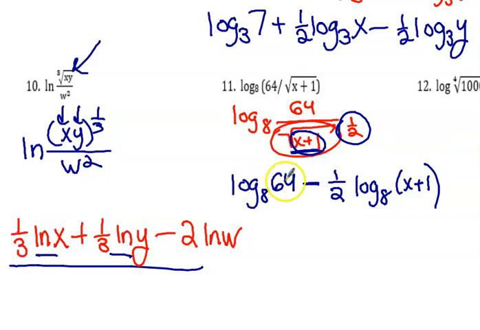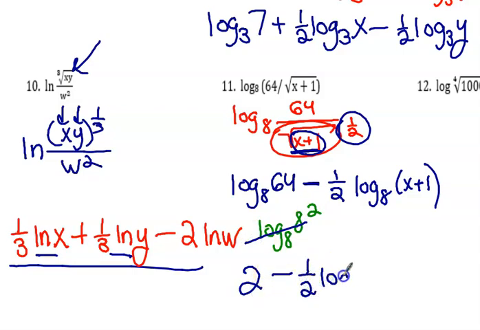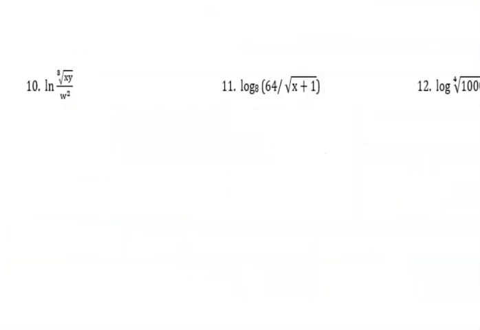All right, so log 8 of 64, well, 64 is 8 squared. So actually, this can cancel out, and I just have a 2 left over. And then I have 2 minus 1/2 log of 8, and then x plus 1. Again, this is one factor, so I can't break it apart. All right, moving on to number 12.